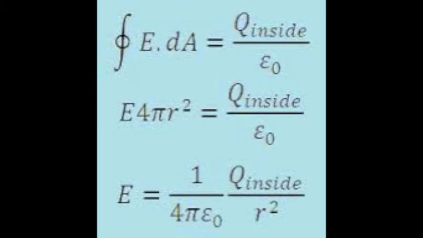Here we find the electric field of a point charge, which can be modeled by a sphere. Plugging in the area for a sphere, you get E times 4 pi r squared. Dividing both sides, you get the electric field equals 1 over 4 pi epsilon naught times q inside over r squared, which is the formula for the electric field of a point charge.